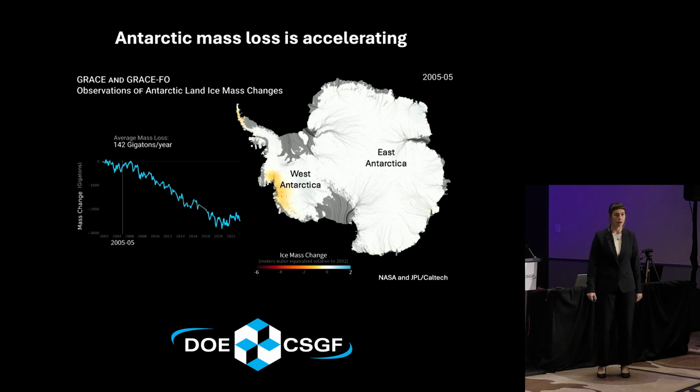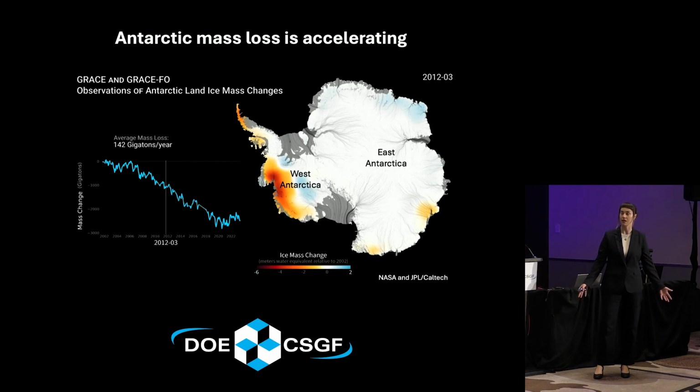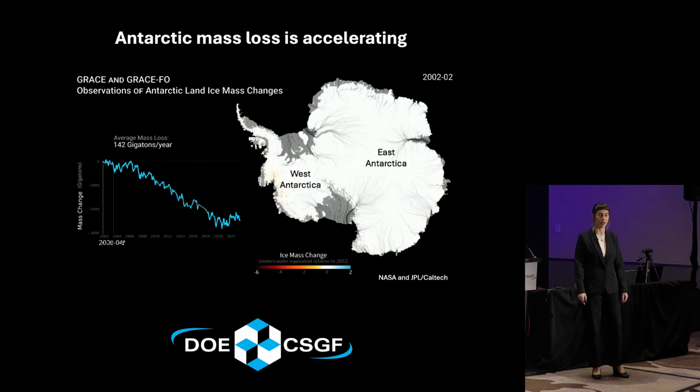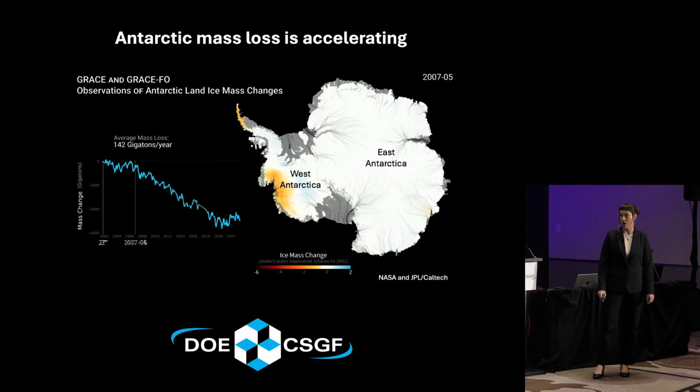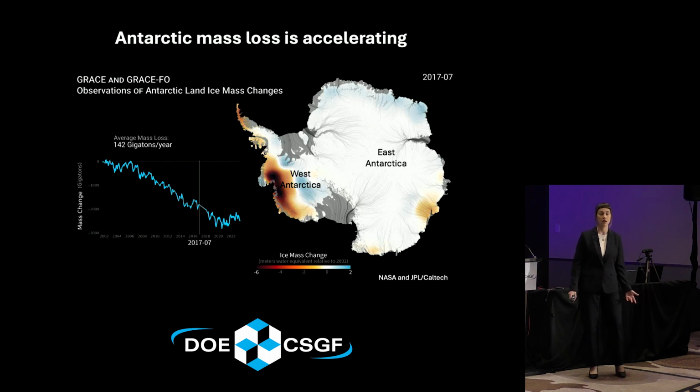Okay, so hopefully many of you know that mass loss in Antarctica is accelerating. In the last 2 decades, since 2001, mass loss has been on average 142 gigatons per year. The previous 2 decades prior to that were 48 gigatons a year. So this is an increase of almost 200%.